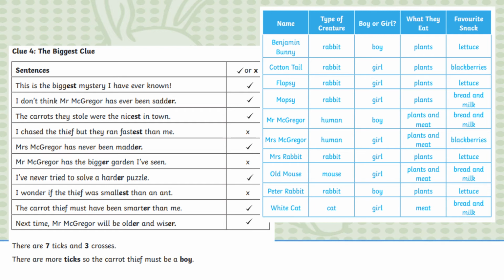Mrs. Rabbit, is she a boy? Nope, she is a girl. She is out. Old Mouse is out. Peter Rabbit, is he a boy? Yes, so it could be Peter. White Cat's already out. So we've got Benjamin or we've got Peter. We've got two people. We're going to find out who it is tomorrow.